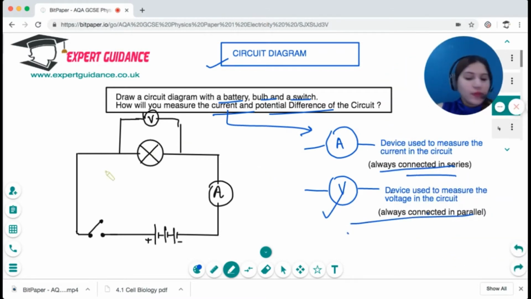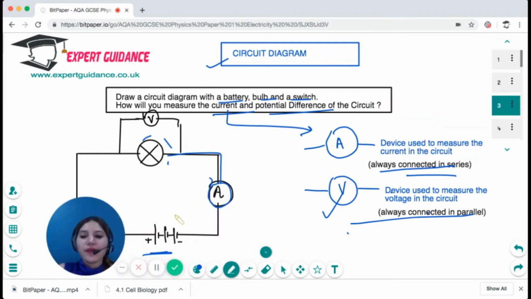So what we will do is, this is the switch, then this is the battery, then this is a bulb. The voltmeter is connected in parallel and the ammeter is connected next to it in series. Okay, so I hope this diagram is crystal clear to you. And always remember, ammeter in series and voltmeter in parallel. That is very, very important.